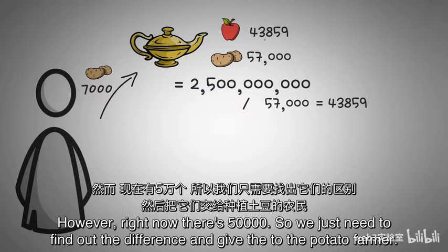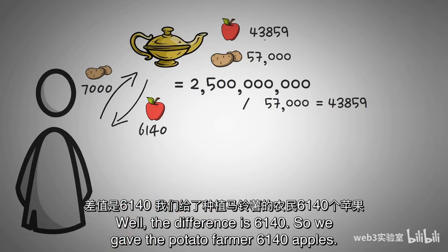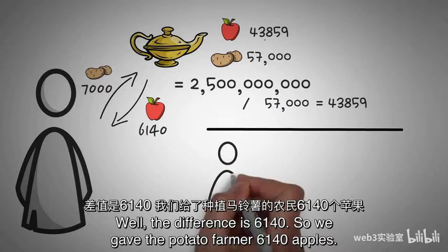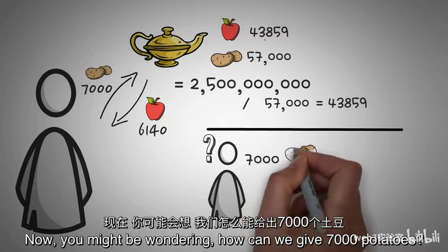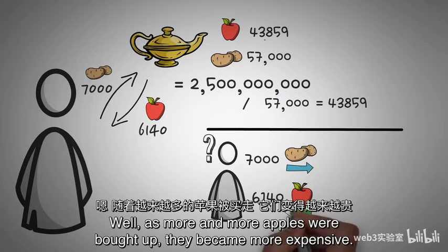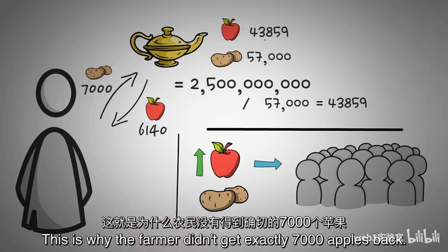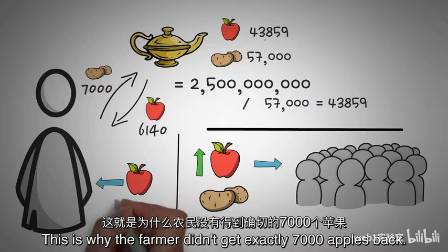However, right now there's 50,000. So we just need to find out the difference and give the difference to the potato farmer. Well, the difference is 6,140. So we give the potato farmer 6,140 apples. Now you might be wondering, how come we gave 7,000 potatoes, but we got around 6,000 apples? Well, as more and more apples were bought up, they became more expensive. This is why the farmer didn't get exactly 7,000 apples back.